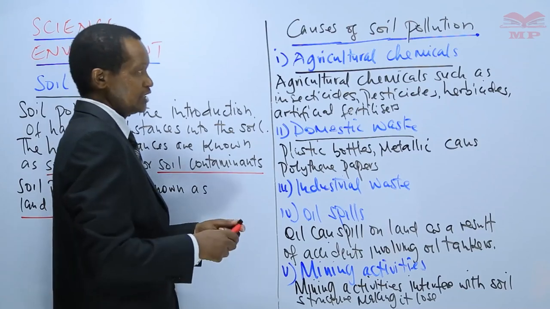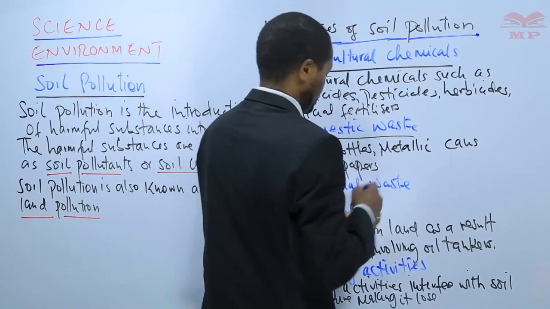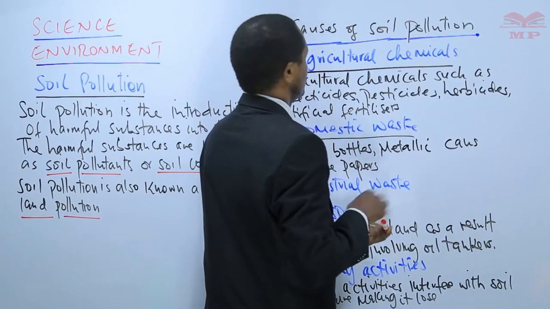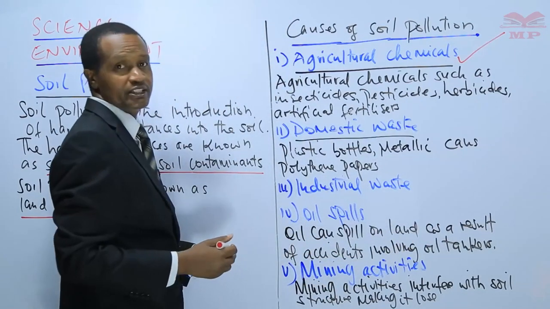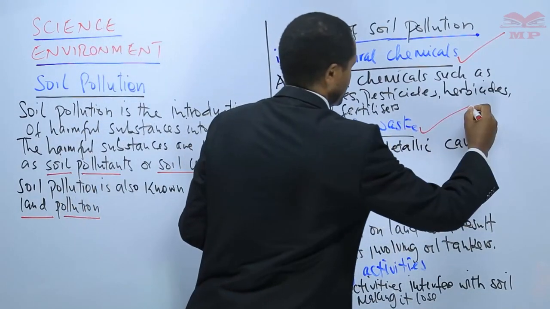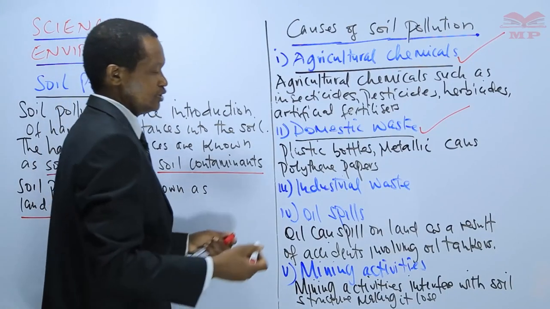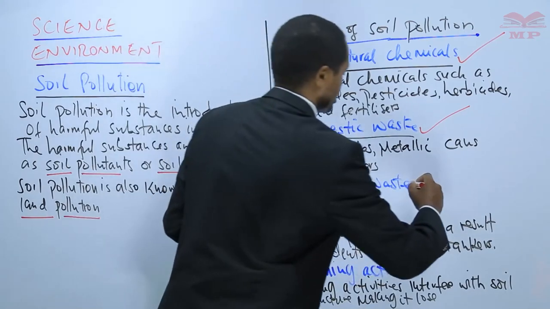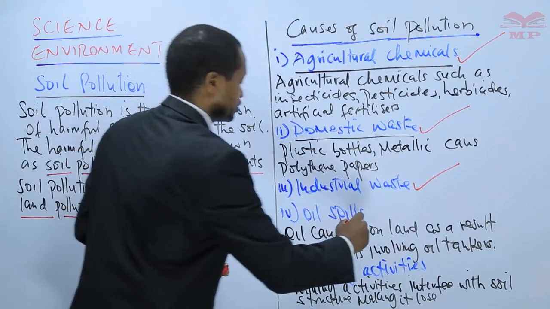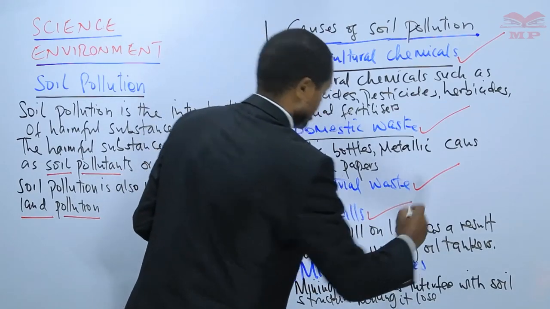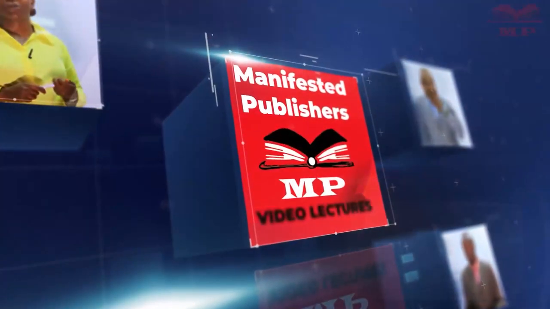Number one, agricultural chemicals. These are soil contaminants. Agricultural chemicals pollute the soil. Domestic waste pollutes the soil. Industrial waste, these are waste due to industrial activities. This is a soil pollutant. Oil spills, these are also causes of land pollution. Then lastly, mining activities.